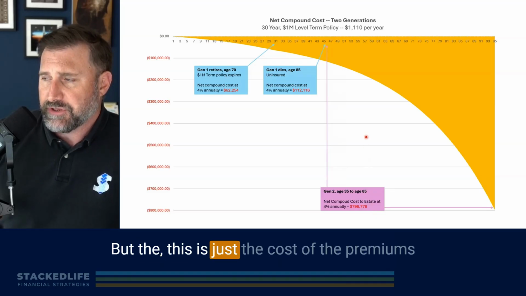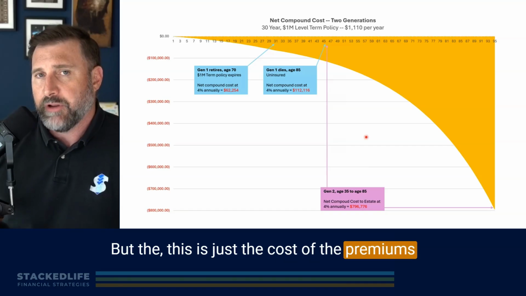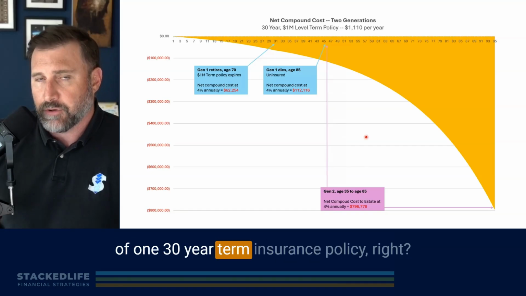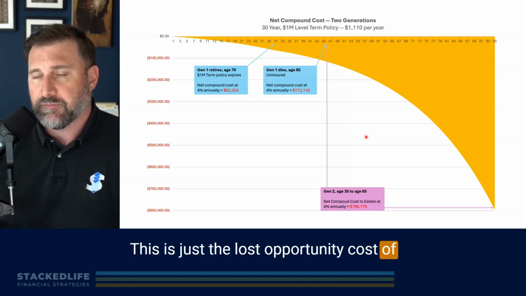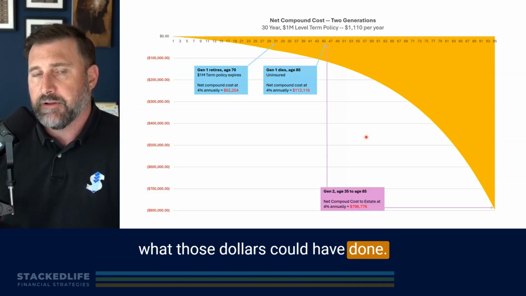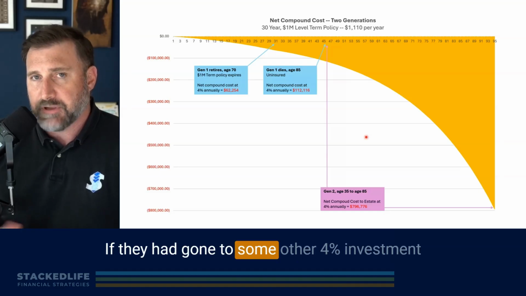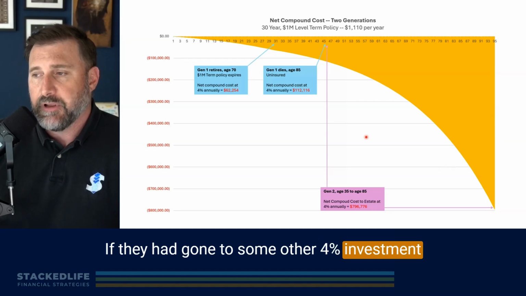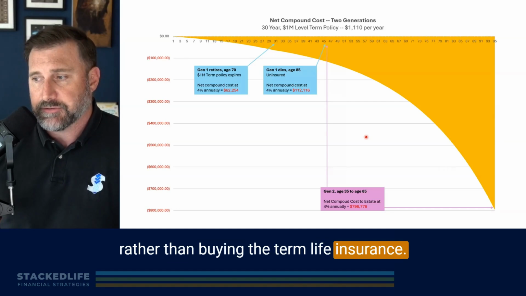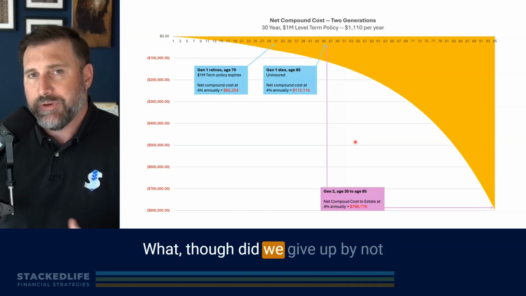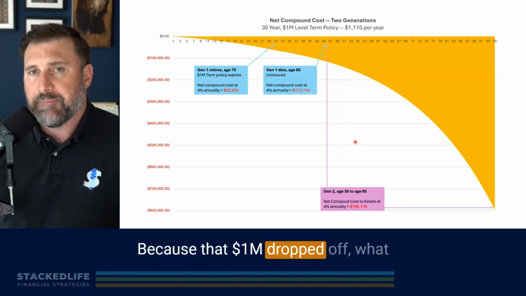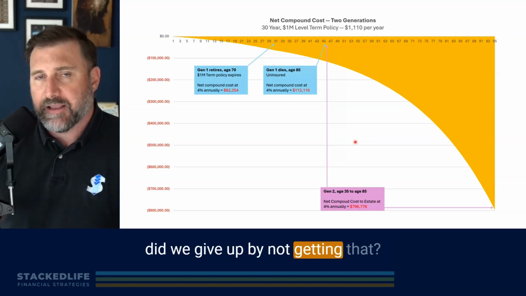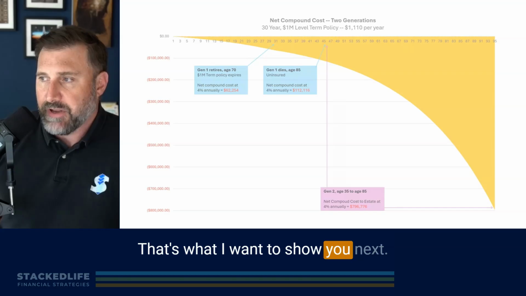And so that could still not look like the biggest deal, which maybe it's not, but that's $800,000. But this is just the cost of the premiums of one 30-year term insurance policy. This is just the lost opportunity cost of what those dollars could have done if they had gone to some other 4% investment rather than buying the term life insurance. What, though, did we give up by not receiving the $1 million death benefit? Because that $1 million dropped off, what did we give up by not getting that? That's what I want to show you next.